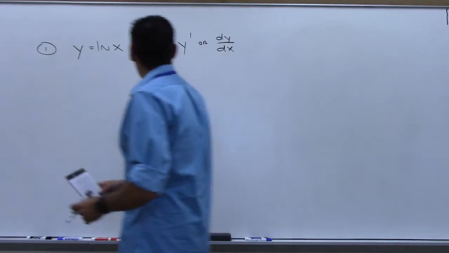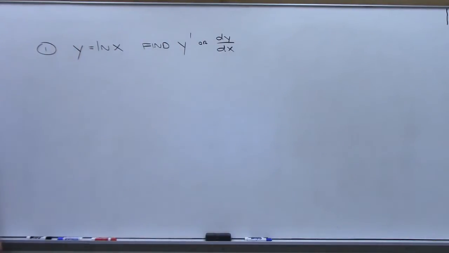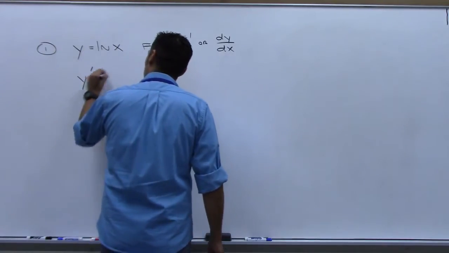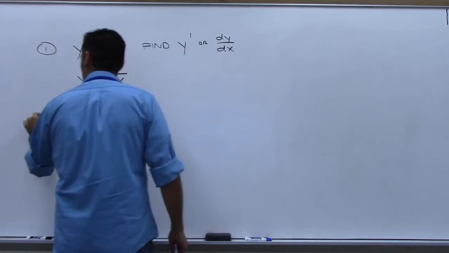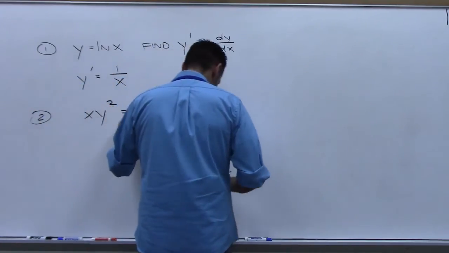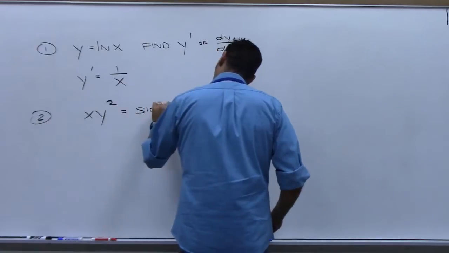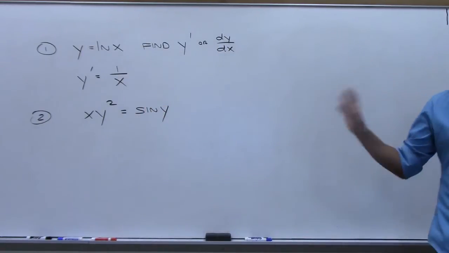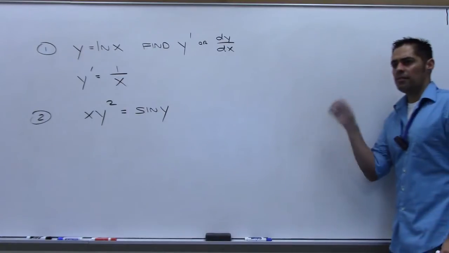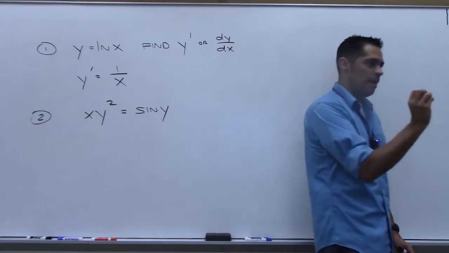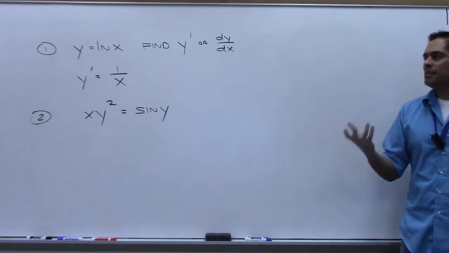All right, what's the derivative of natural log of x? 1 over x, okay. As long as you remember that. All right, number 2. You have x y squared equals sine y. You're asked to find the derivative. So you cannot solve this equation explicitly for y. You can't get y by itself on one side. So this is called an implicit equation.